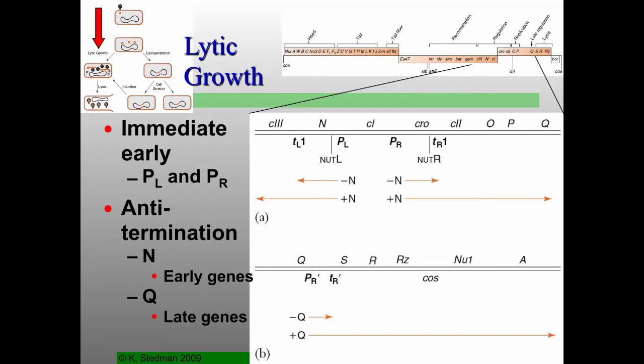So that N protein is now going to allow you to make C3, C2, and O, P, and Q. But the important things here are really C2 and C3, because it's the concentration of C2 which is going to determine whether you make C1. And if you make C1, then you're going to have lysogeny. If you don't make C1, then you're going to have lysis.